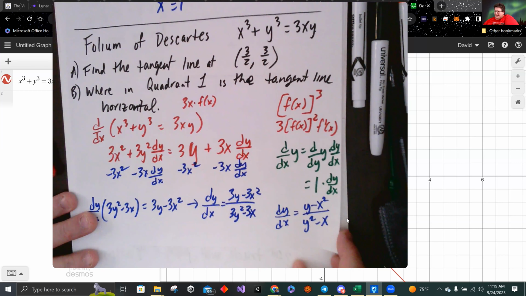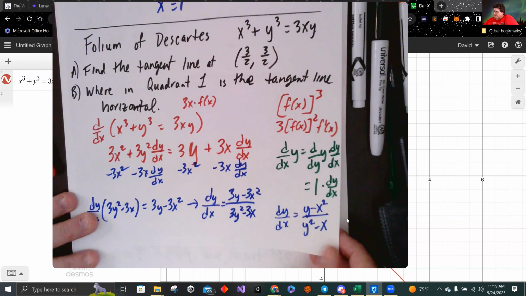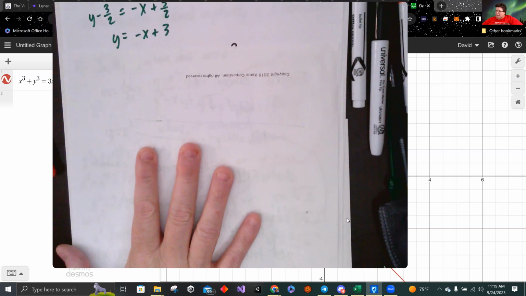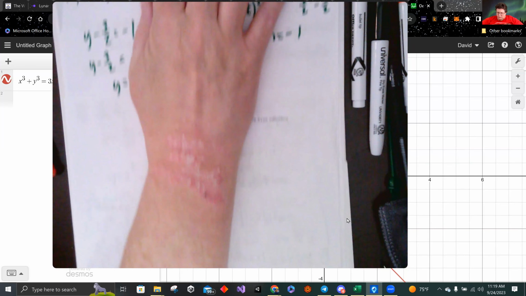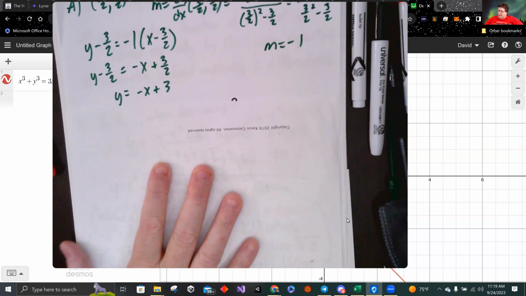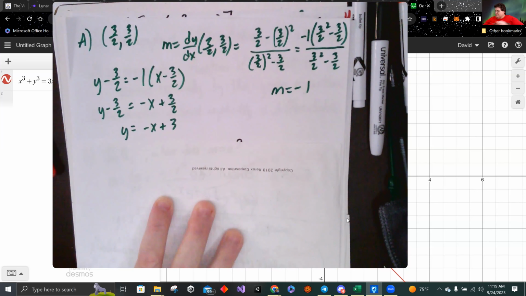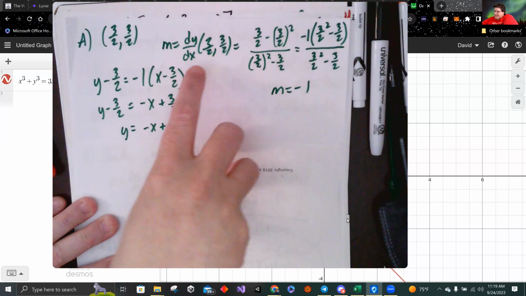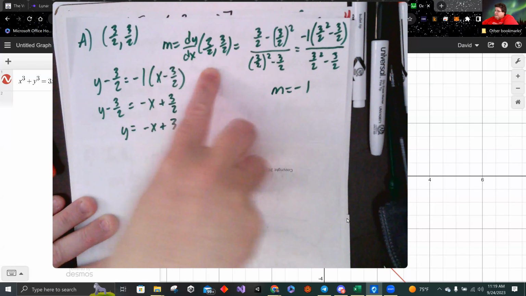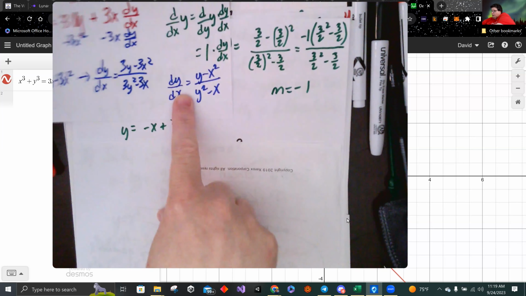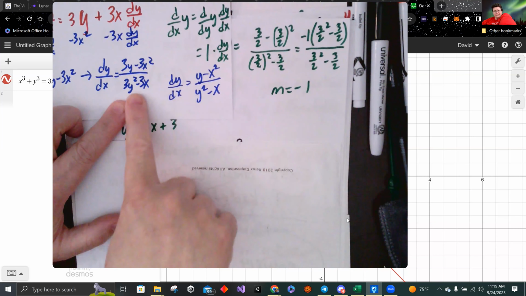Now the denominator can't equal 0, so we've got to keep that in mind. We want to look at what's going on with the tangent line at 3 halves, 3 halves. So we're taking 3 halves, 3 halves and plugging that into dy dx. That was our function right here. We're plugging 3 halves into this for x and y. And that's what we get.